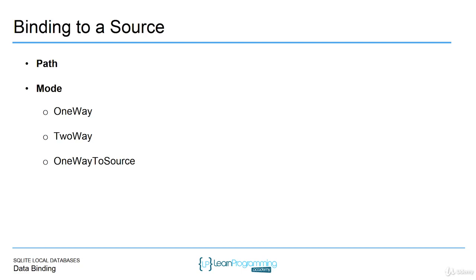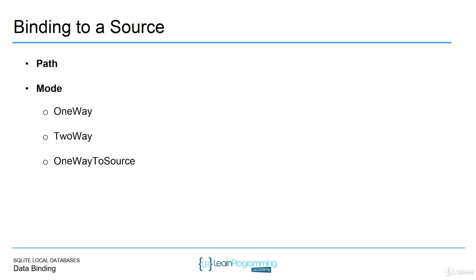And then we can optionally set the mode. By default, the mode is set to one way. One way means that the target is going to be obtaining the value from the source. So it's just a one-way connection from the source to the target. And this is the default setting.